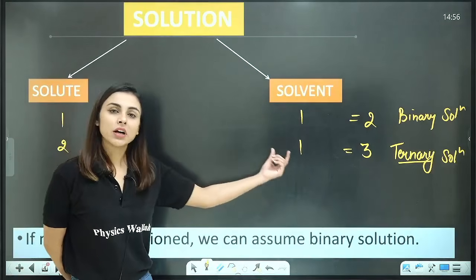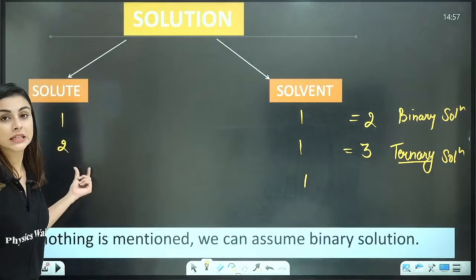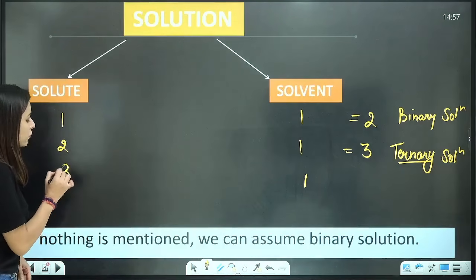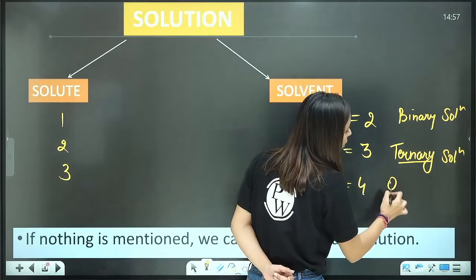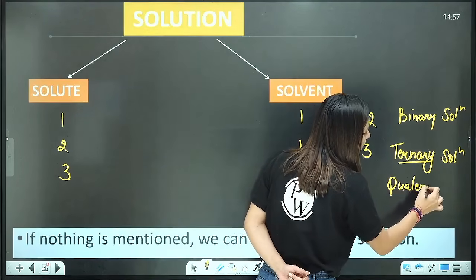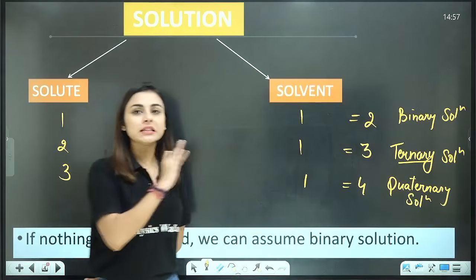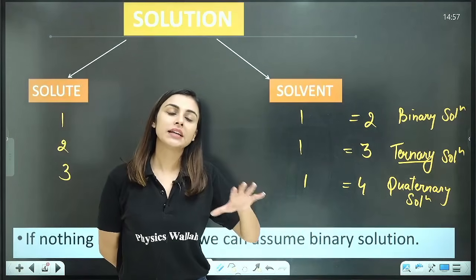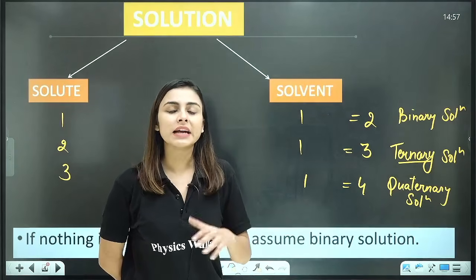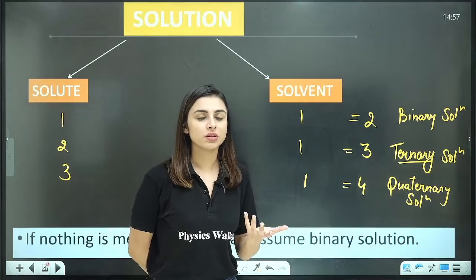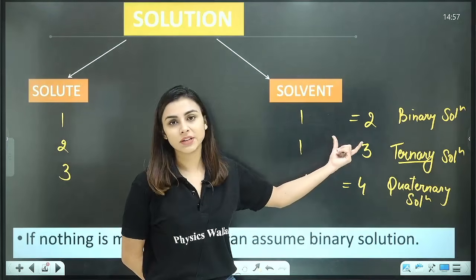Next, you can have again one solvent, but you can have, my dear students, 3 solutes. And whenever you have 3 solutes, you have a total number of components of 4, and you call it a quaternary solution. Quaternary solution. No problem? Perfect. This is how you classify the different types of solutions. Now, what if in our question we are not given that it is a ternary solution or a quaternary solution? Then, my dear students, by default you have to take it as a binary solution.